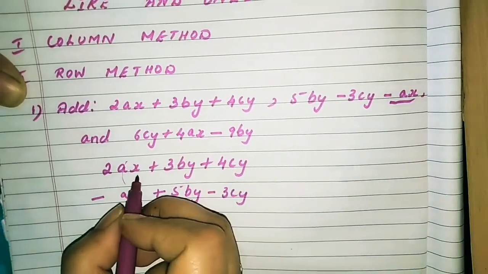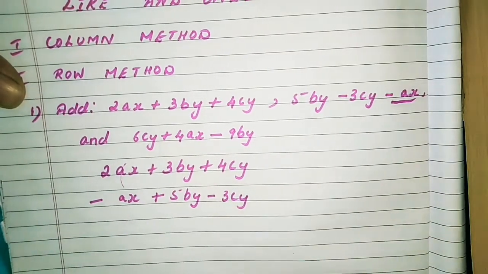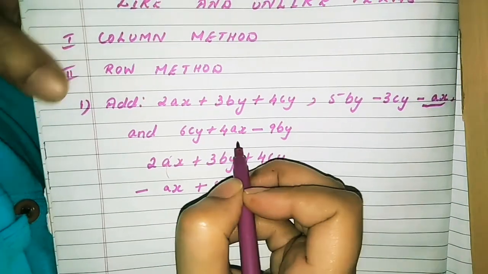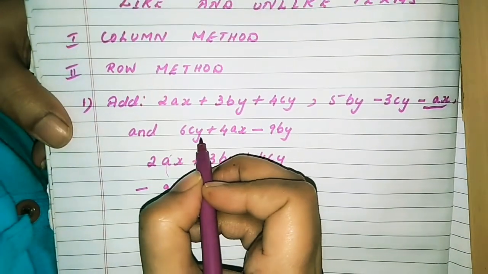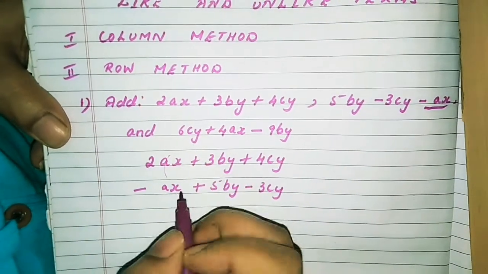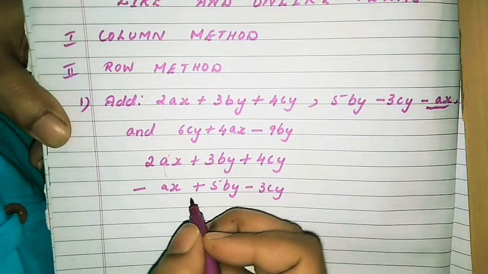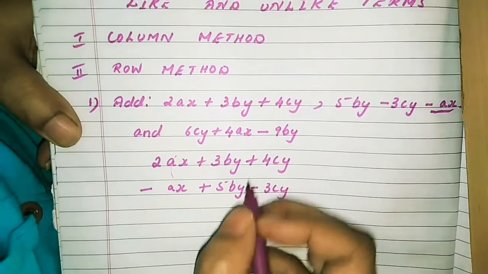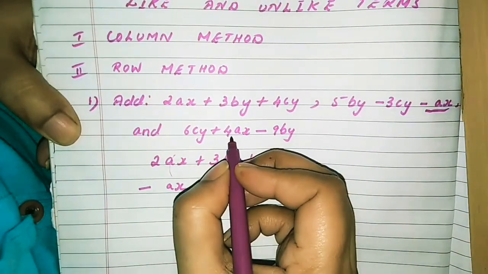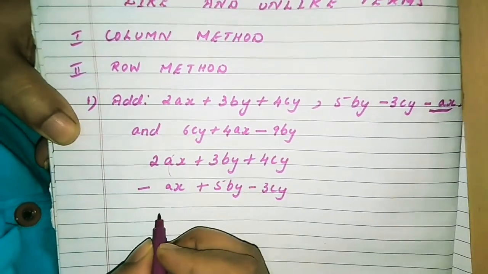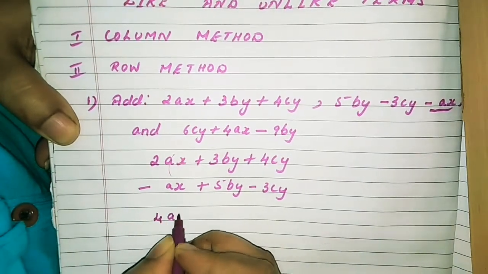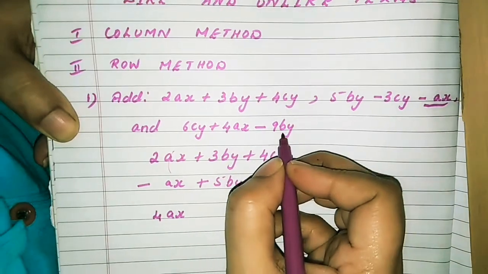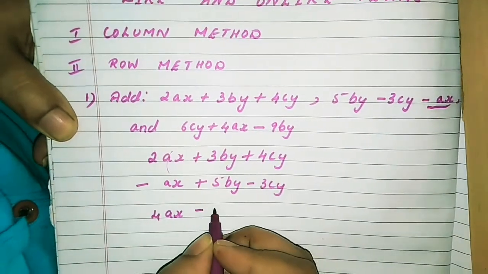Now let's rearrange the last expression. In the last expression, the first term given is 6cy. I don't have to write this first because I'm going to rewrite the like terms one below the other. The like term here is 4ax. So it's 4ax. And the next one is by, so I'm going to write minus 9by.